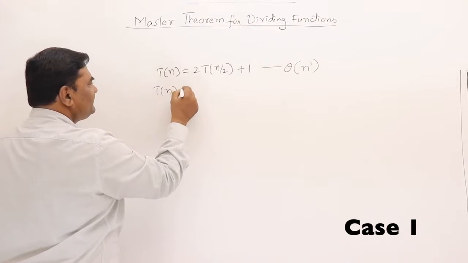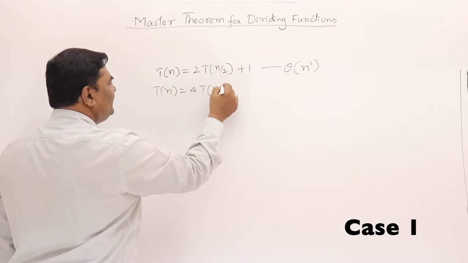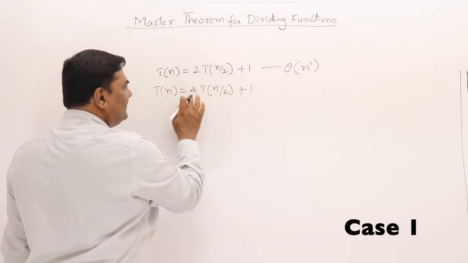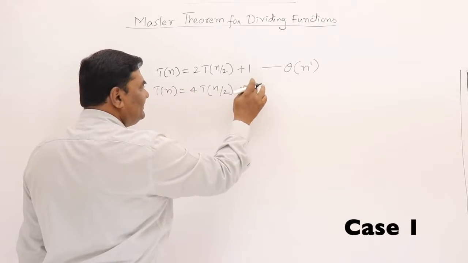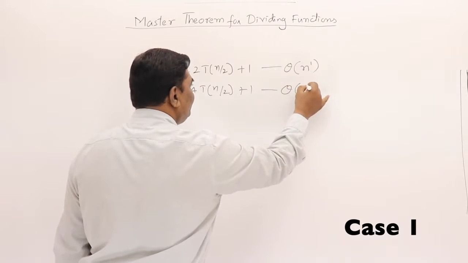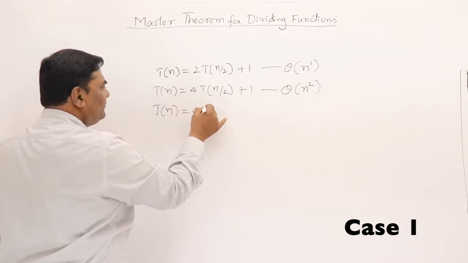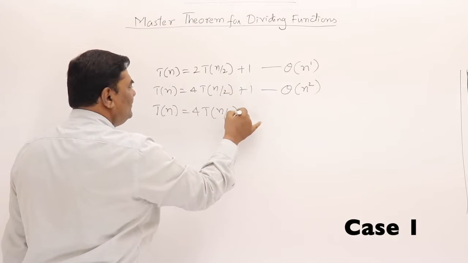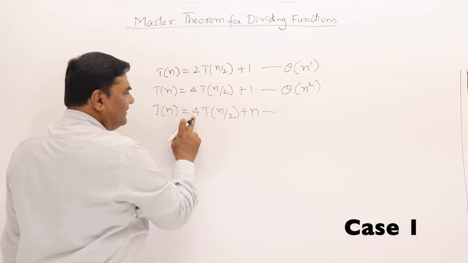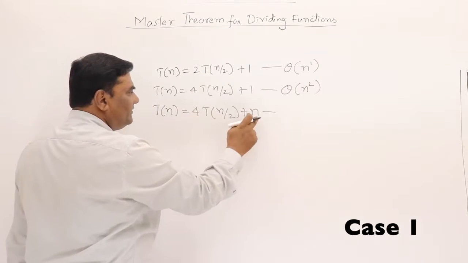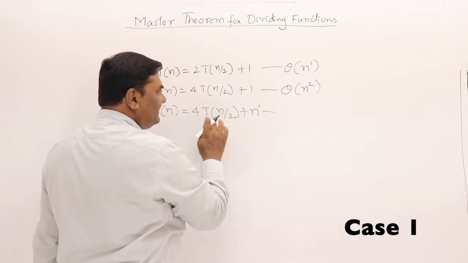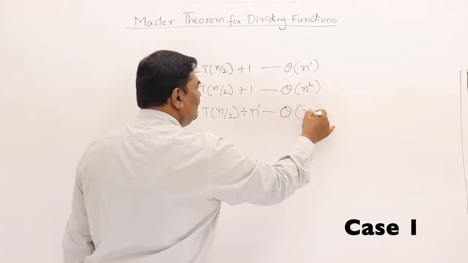Then T(n) = 4T(n/2) + 1. Log 4 base 2 is 2 and this is 0. So this is Theta of n^2. T(n) = 4T(n/2) + n. Log 4 base 2 is 2 but this is n^1. So this is greater. So Theta of n^2.